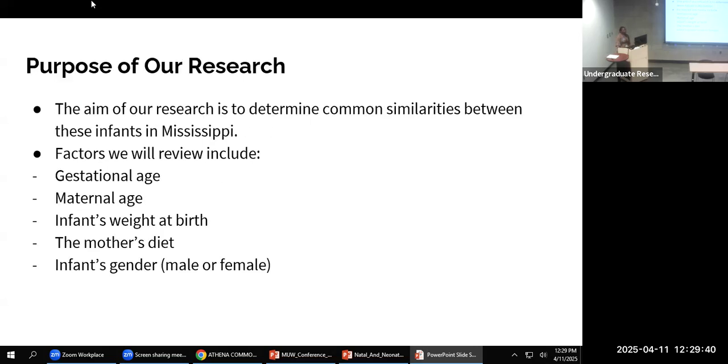The purpose of our research: the aim is to determine common similarities between these infants in Mississippi. Factors we will review include gestational age, which is the age of the pregnancy, maternal age, the infant's weight at birth, the mother's diet, and the infant's gender, male or female.